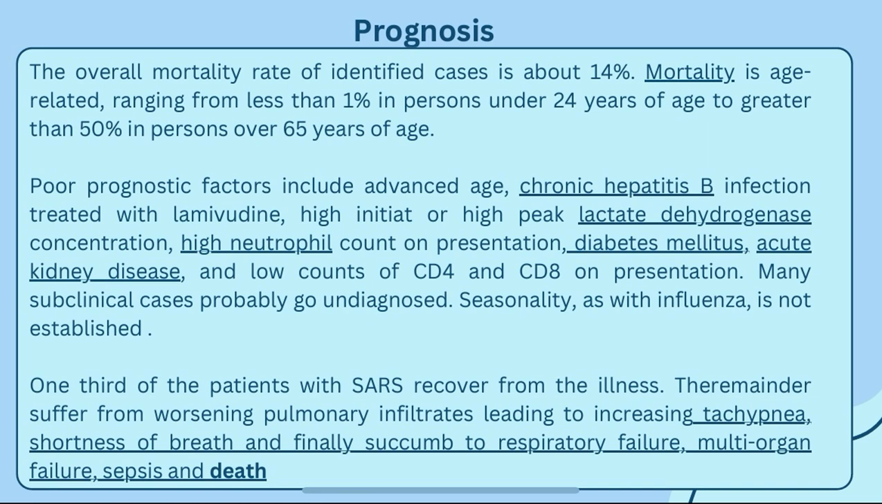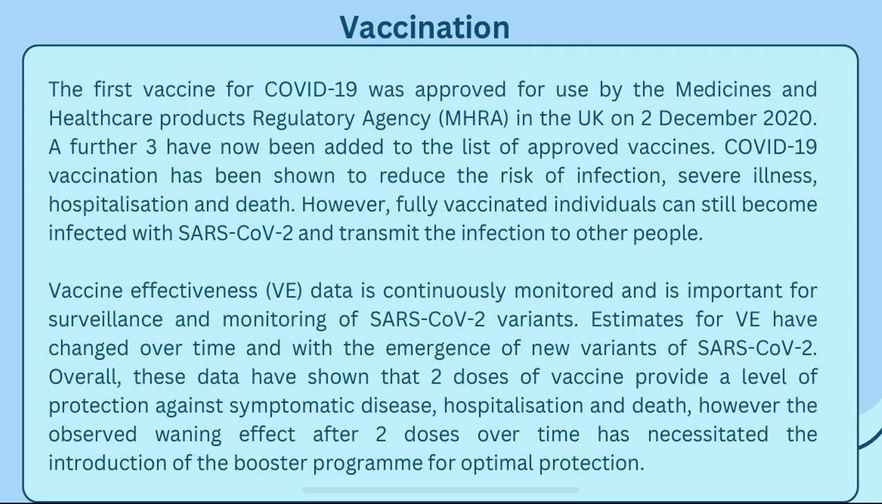Influenza is more commonly seen during the winter and spring seasons, but a predilection to a season is not found in SARS. One third of the patients with SARS will recover from the illness. The remainder will suffer from pulmonary infiltrates, causing tachypnea and shortness of breath, and finally they succumb to respiratory failure, multi-organ failure, sepsis, and death. So the pathophysiology is repeating again: pulmonary infiltrates on chest x-ray, then shortness of breath, respiratory failure, MODS, sepsis and death.